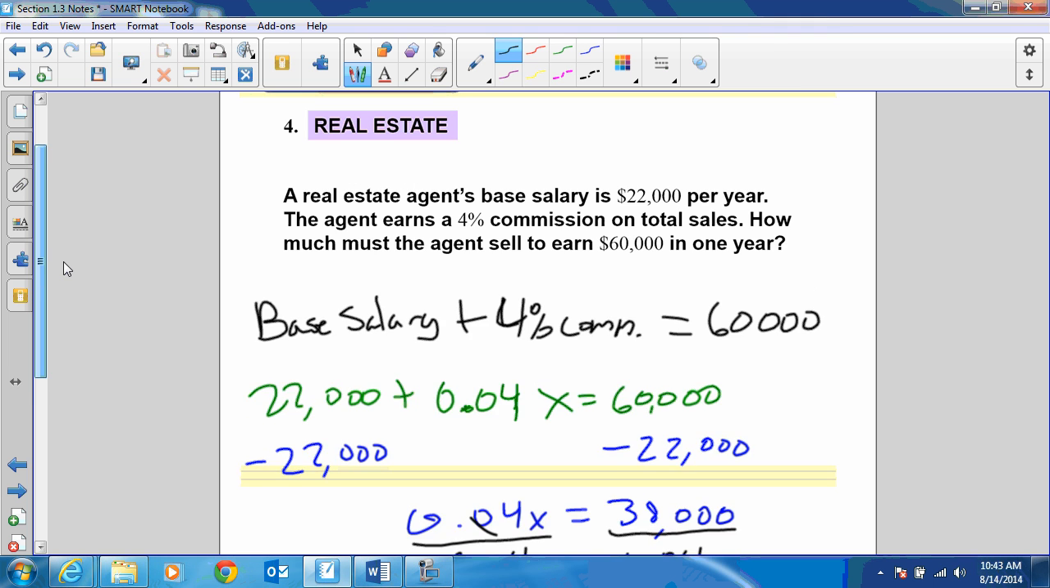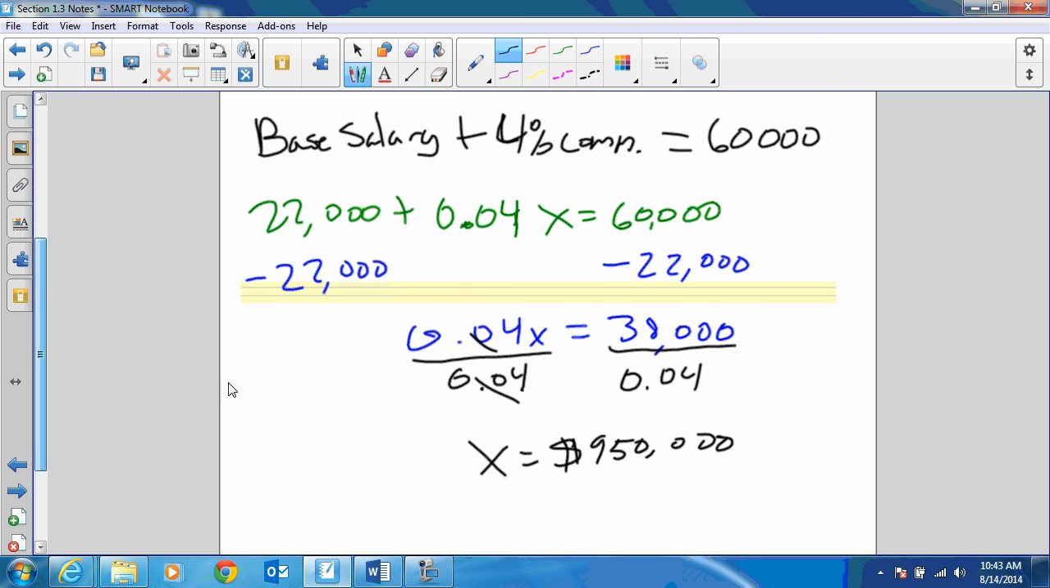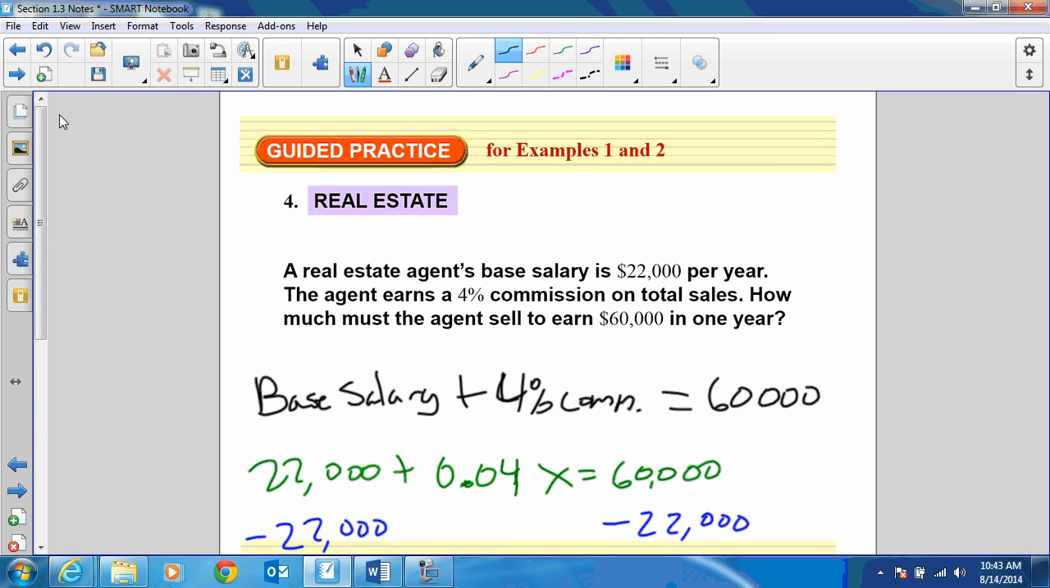So if you're interested in real estate, that's what you have to do. You only got to sell 6 houses a year and you make $60,000. Not bad.